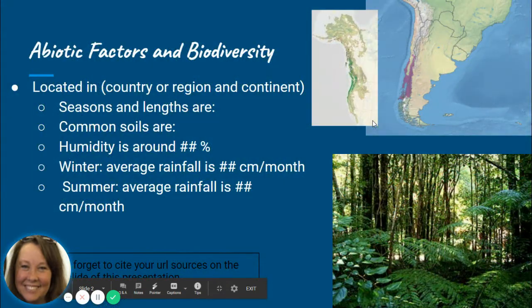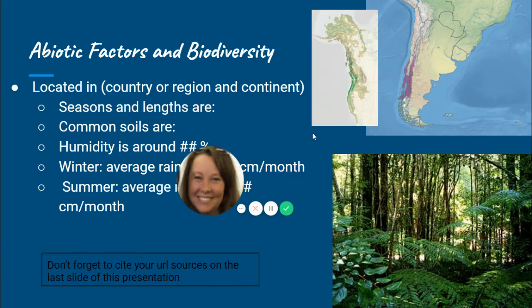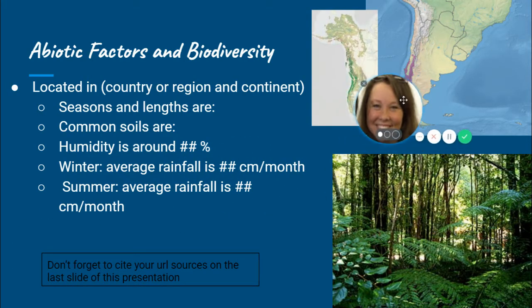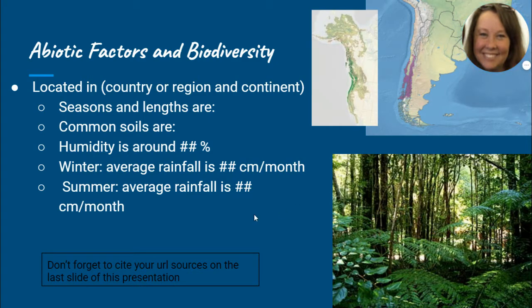Make sure your abiotic factors, there are 5 of them. You can look through here and see. Make sure that you have 5 different factors here, and here's just some ideas. And don't forget to cite your sources.